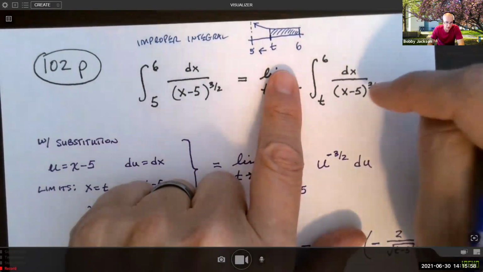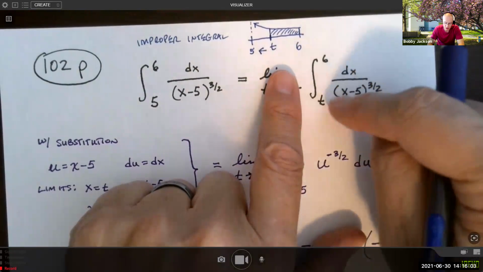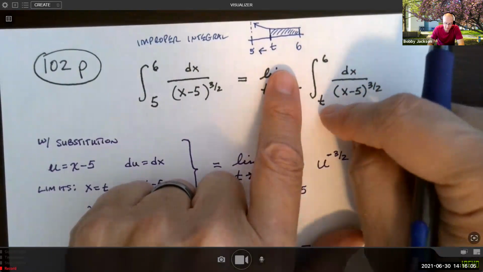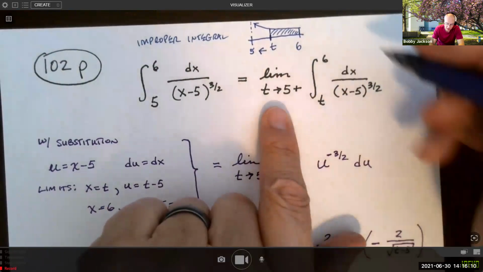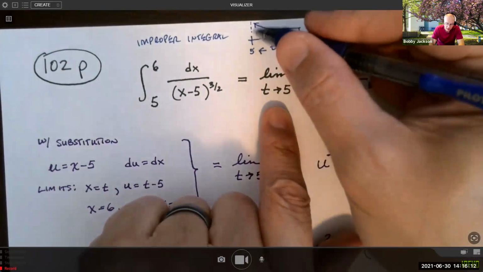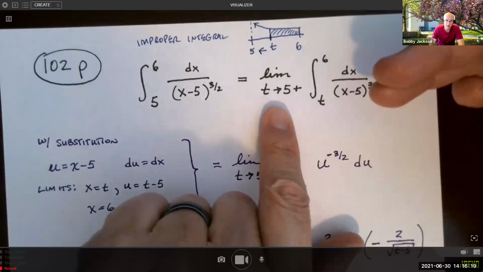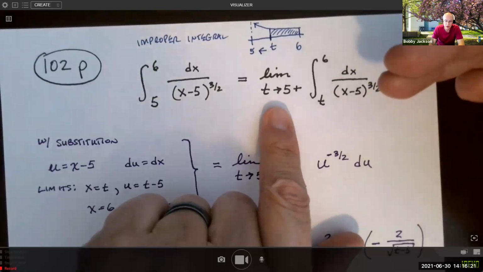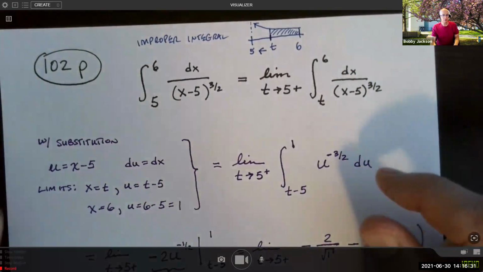I can use the fundamental theorem of calculus part 1 on that. Of course, I'm going to get an expression in terms of t, all right? And then what? Now we take the limit as t approaches 5 from the positive side. So as t gets closer to 5, does this area under the curve remain finite, or does it become infinite? If we get a finite value for the limit, we say the integral converges. If the limit is infinite, then we say the integral diverges. Okay, so two approaches to this problem.